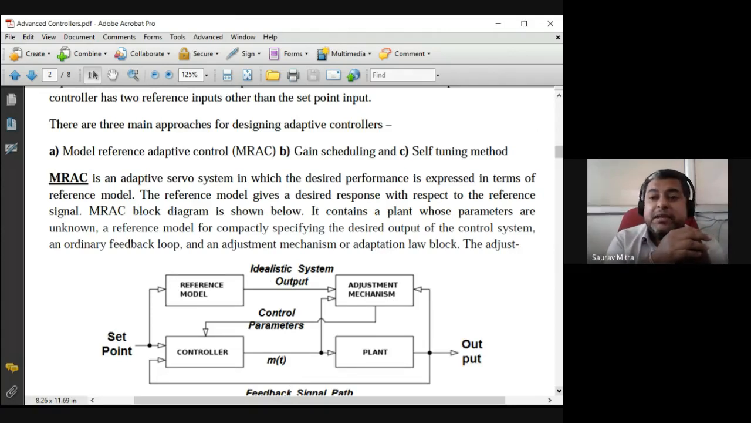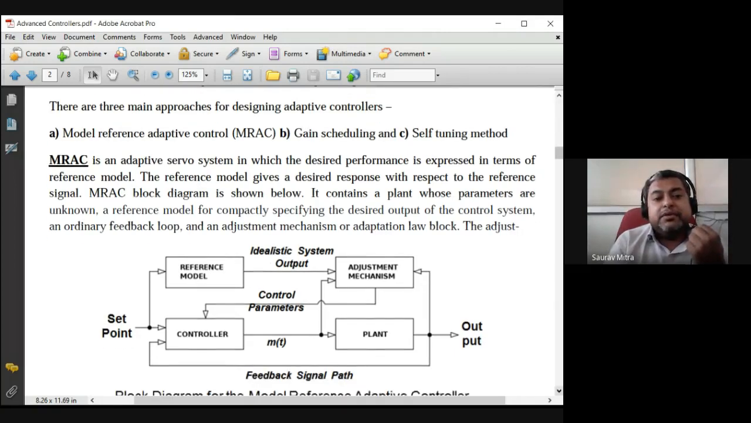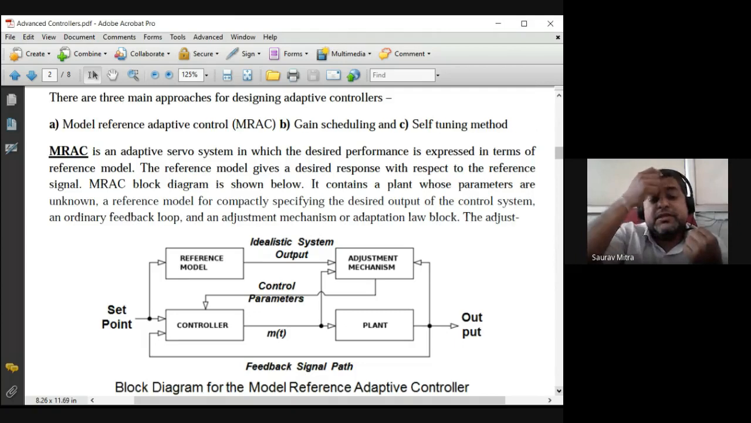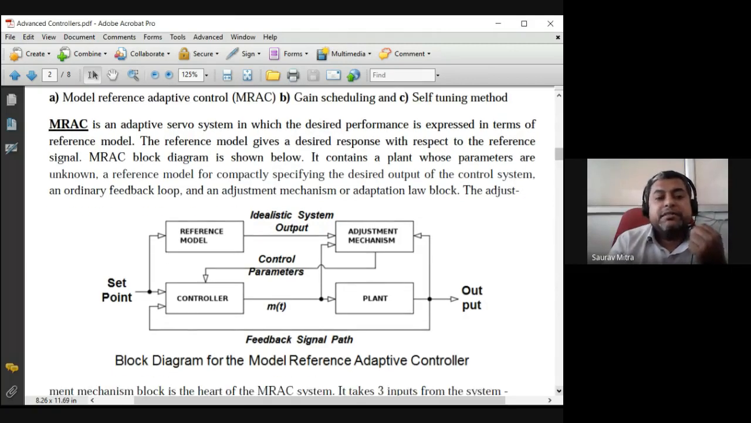And MRAC can be a specific big question. Model reference adaptive control itself can be a very big question, for 10 minutes. So there are mainly three approaches in designing adaptive control. The first one is model reference adaptive control, then gain scheduling, and self-tuning. So let us find out what model reference adaptive control is.